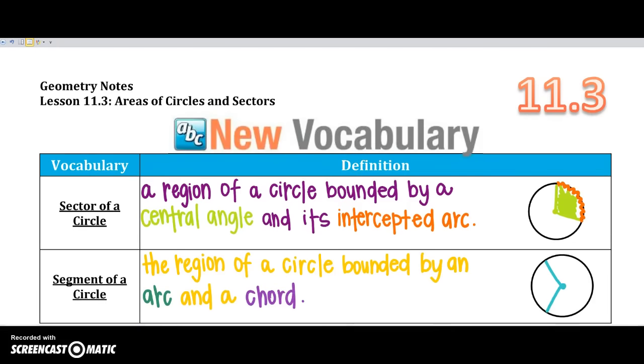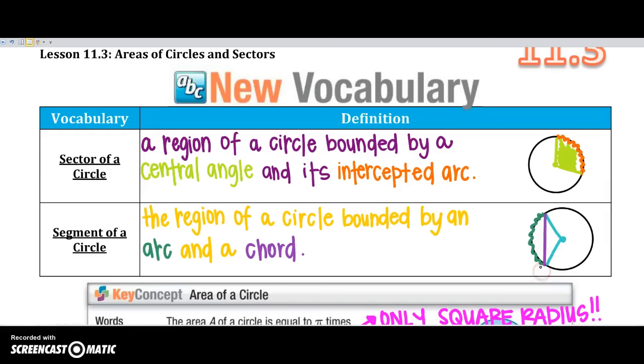And then the segment of a circle is just the region of a circle bounded by an arc and a chord. So I have that central angle, but my chord is going to be created by those two endpoints. So I have a chord and an arc. And the area that those two things create is going to be called the segment of a circle.